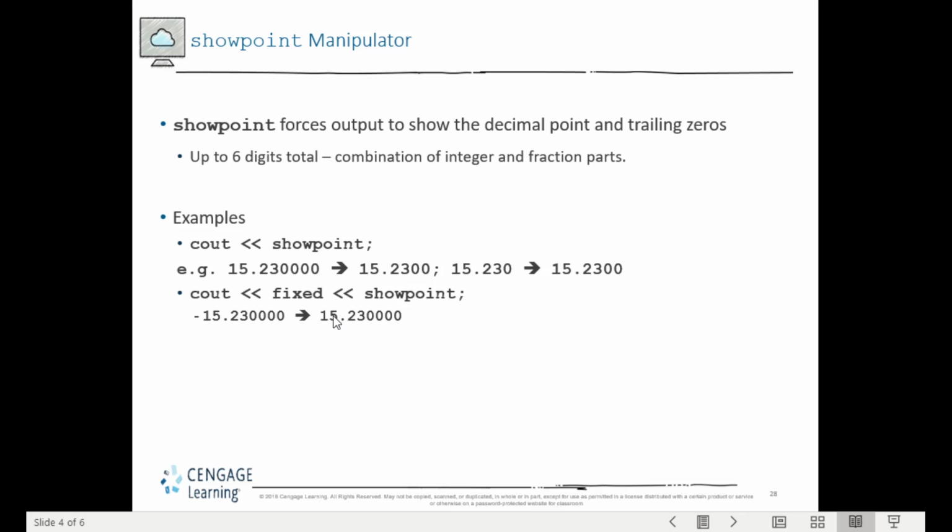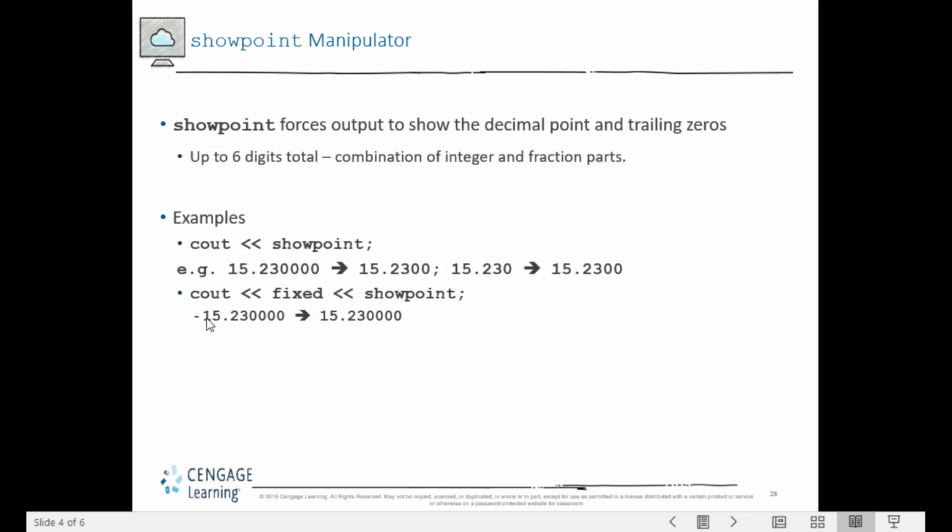Now we continue our discussion on the showpoint manipulator. So let's say we include two manipulators here. We have fixed and showpoint. What will the output be? Since fixed has more decimal places compared to showpoint, the output that will be displayed will follow the fixed manipulator.